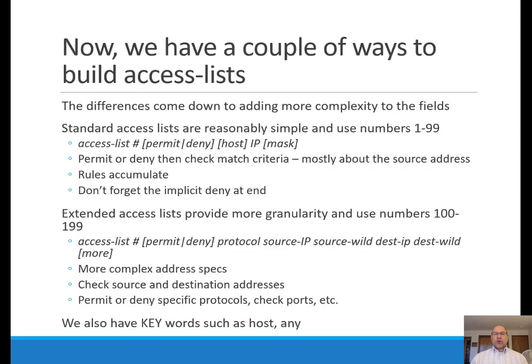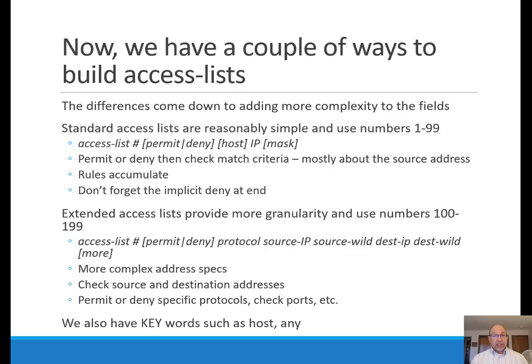So let's talk about a couple of ways to build access lists. There are a lot more than these, but we're going to cover standard and extended. The difference between standard and extended access lists really comes down to adding a little bit more complexity. So standard access lists numbered 1 to 99 usually are testing on source criteria. So you permit or deny based on the host criteria, and then of course they accumulate. You can have lots of rules. And don't forget the implicit deny all at the end.